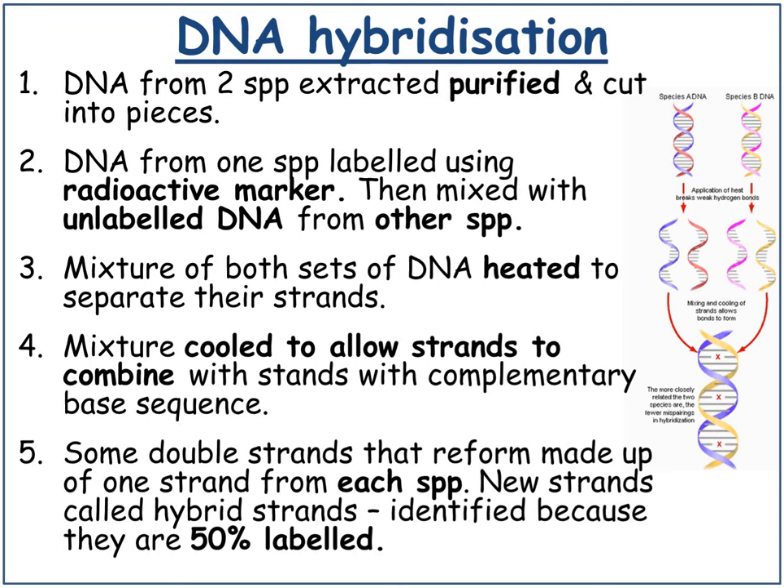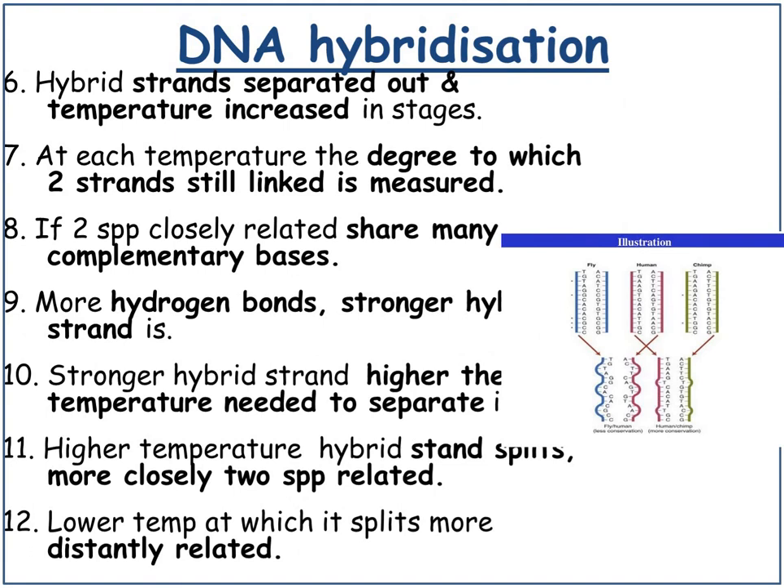The mixture of both sets of DNA is heated to separate their strands. The mixture is then cooled to allow the strands to combine with strands with complementary base sequences. Some double strands that reform are made up of one strand from each species. New strands, called hybrid strands, are identified because they are 50% labelled. The hybrid strands are then separated out and the temperature is increased in stages. At each temperature, the degree to which the two strands are still linked is measured.